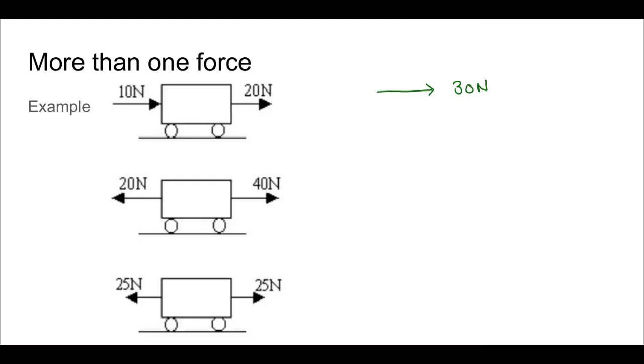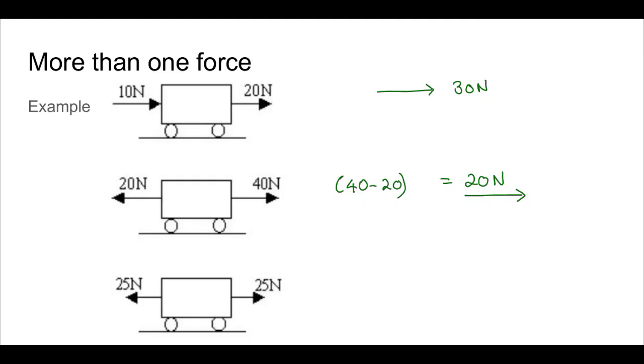In the next one, we've got 40 newtons pushing from left to right, but we've got 20 newtons pushing in the other direction. So our resultant is going to be the difference of those, 40 minus 20. And it's going to be in the direction of the biggest force.